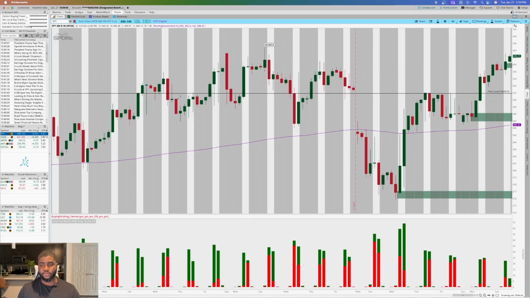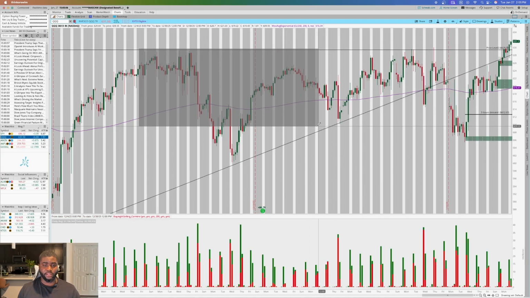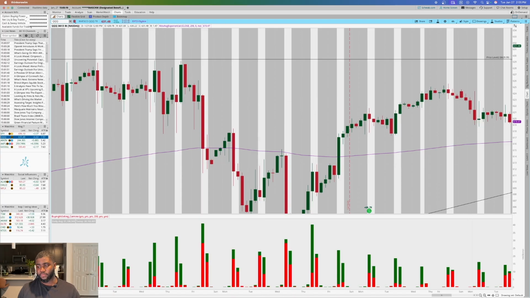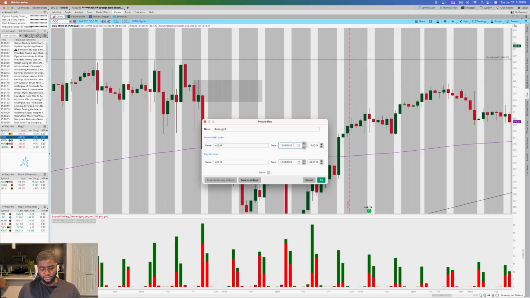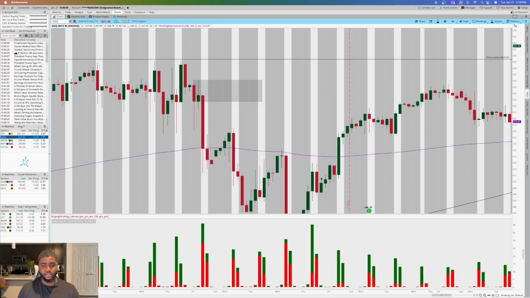Let me move to the Q to see if I can find a supply zone. Over here, right here, if you can see it, let me know in the comments. Right here, a strong drop with a continuation and a base. So you take your rectangle, you draw it from the body to the wick, to the bottom or the wick of the candle, stretch it out to 2017. This is the 4 hour time frame. You label it a 4 hour supply, and I like to make it red to represent supply. I change the transparency to 50, and then click OK.